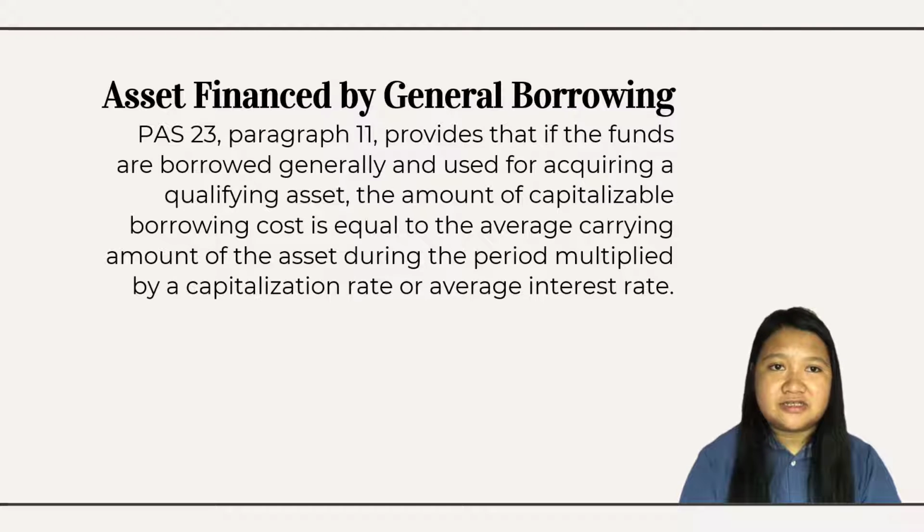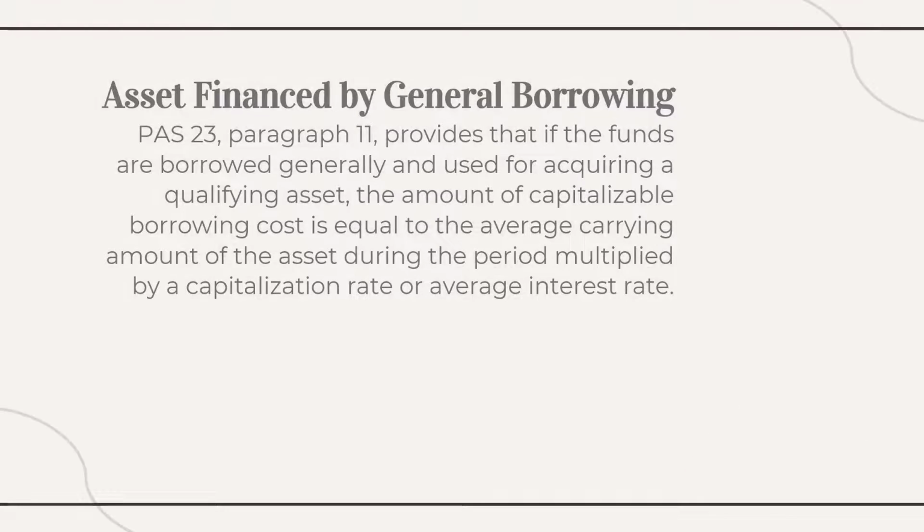The capitalization rate or average interest rate is equal to the total annual borrowing cost divided by the total general borrowings outstanding during the period. No specific guidance is provided for general borrowing with respect to investment income. Accordingly, any investment income from general borrowing is not deducted from the capitalizable borrowing cost.